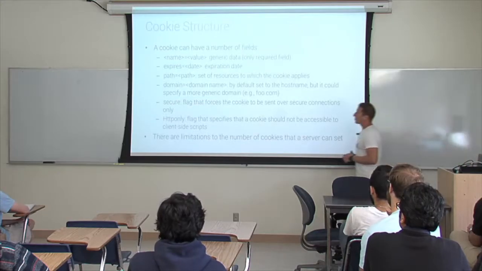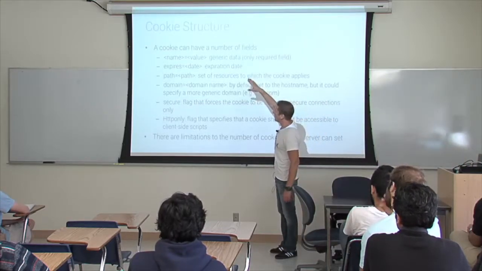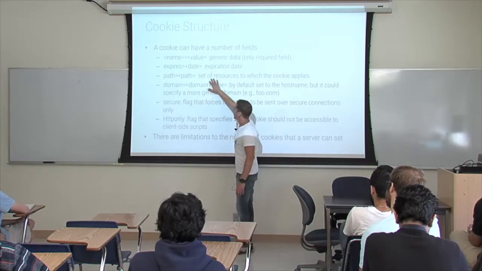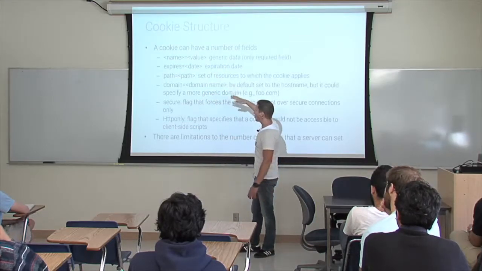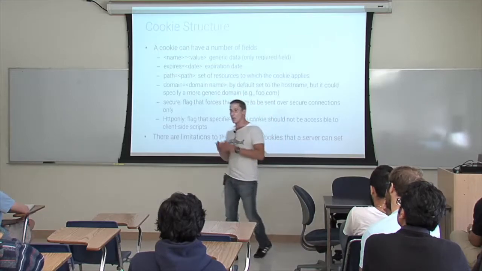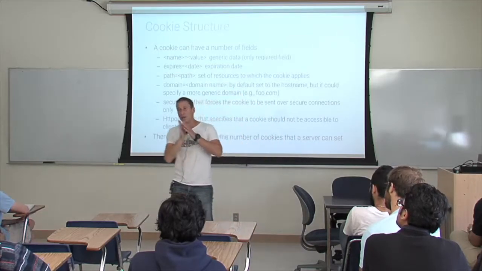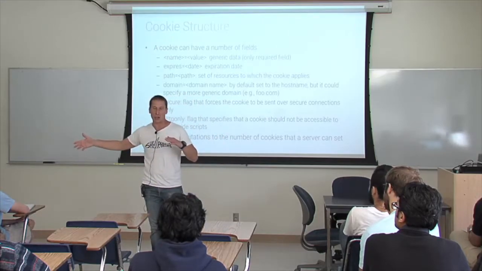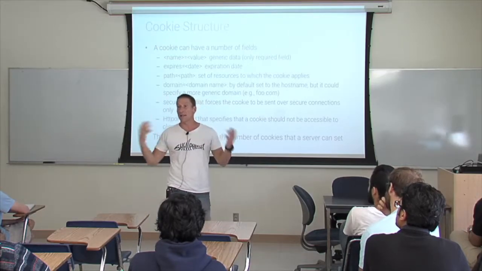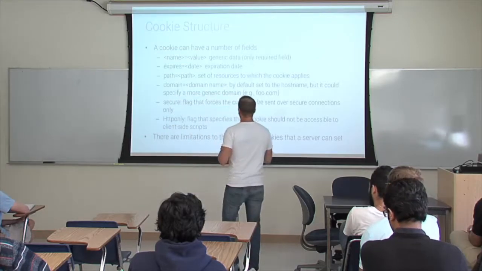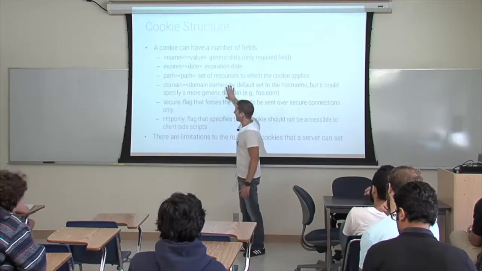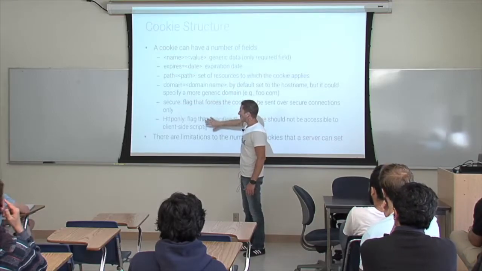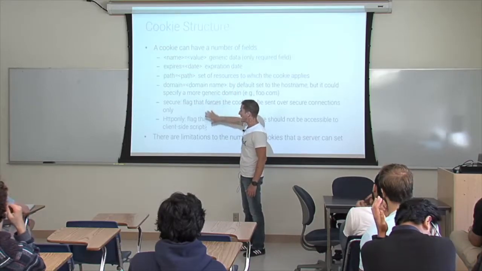If you look at the structure, it's very simple: name equal value. There is an expiration, and the set of resources under which this cookie should be served. So you can say if you're requesting anything under /catalog or /acme, then send this particular cookie. You can specify a domain. Important, there are two flags, secure and HTTP only.